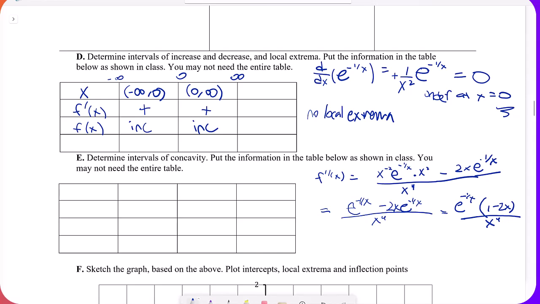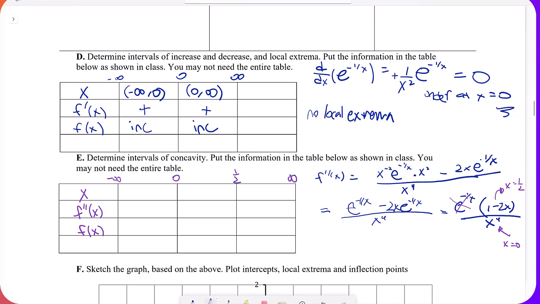As far as our critical numbers, we don't get anything from here. Here we get an x equals 1/2. Here we get an x equals 0. And that's going to inform what we do over here. Now we have x, f double prime, and then f. I always start at negative infinity. The next demarcation point will be 0. Then we have a 1/2. Then we have a positive infinity.